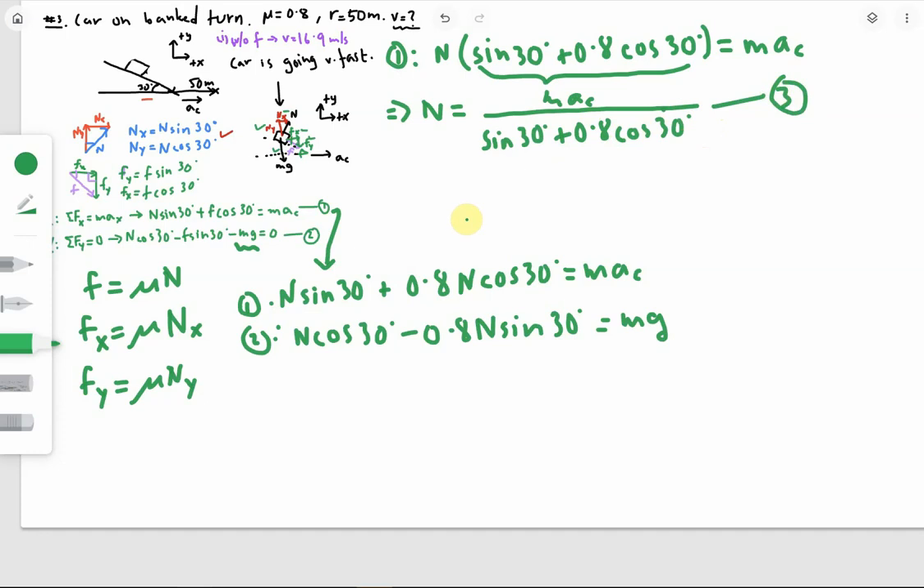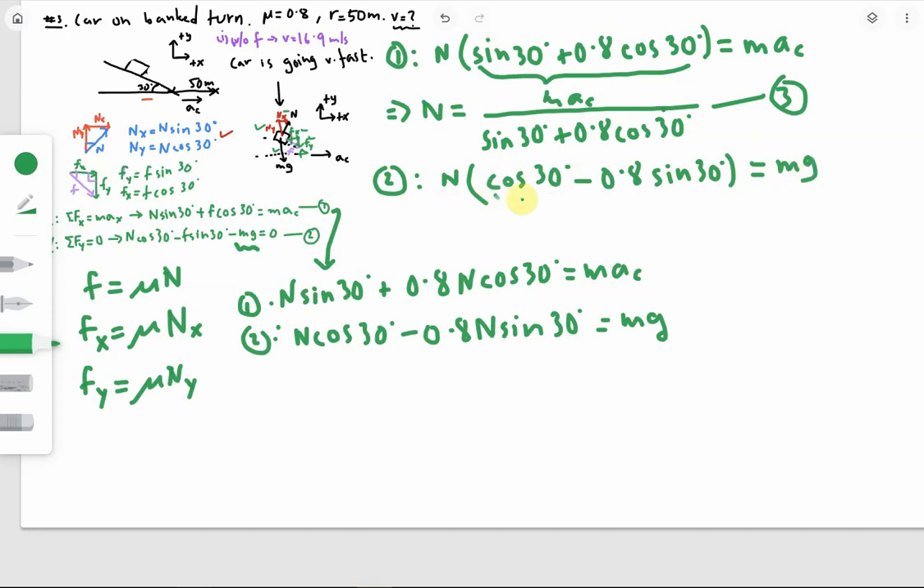Let's do the same thing with equation 2. Let's factor out n. From the first two terms of equation 2 we can factor n out, and we are left with cosine 30 minus 0.8 sine 30, and on the right hand side we have m times g.